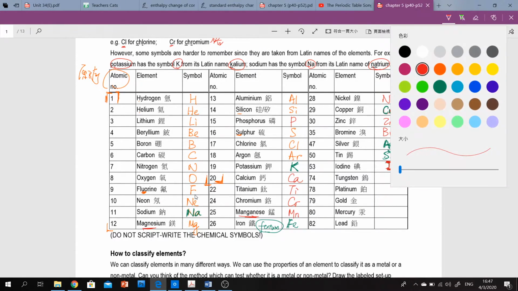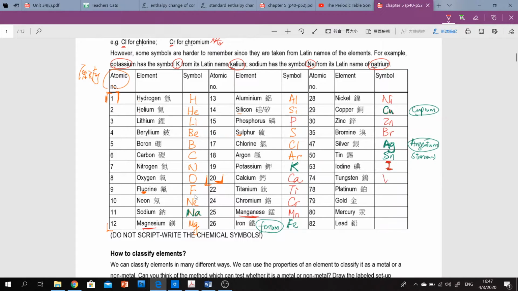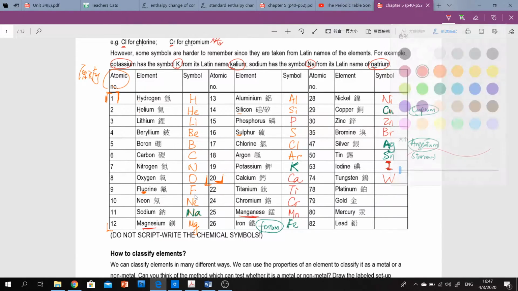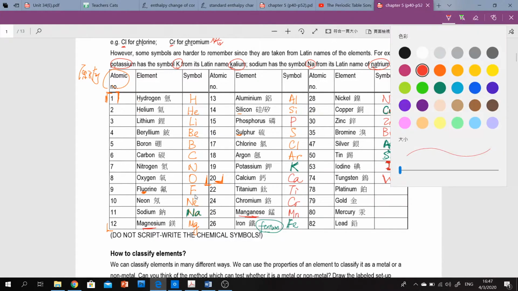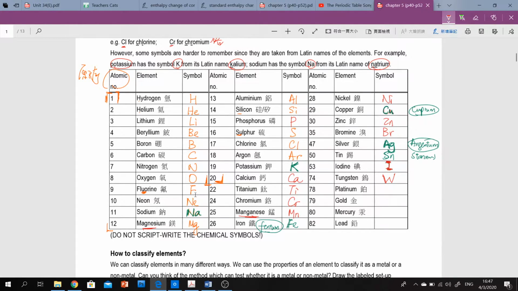Tungsten is very special. It is W. You may find it in the incandescent light bulb, a very old type of light bulb. We call that tungsten, W, the one we find in the filaments in the light bulb. And how about platinum? It is Pt.